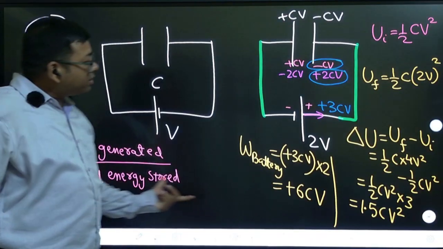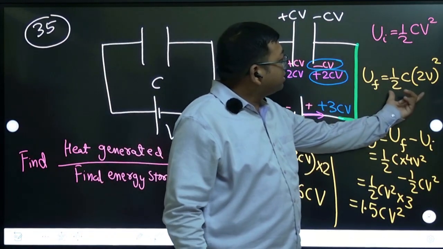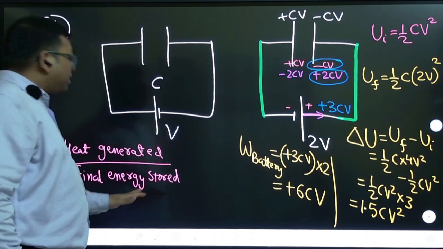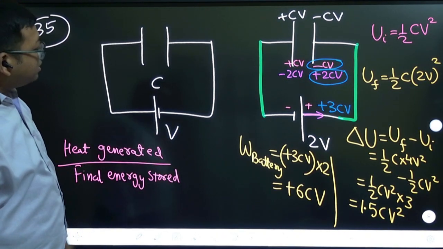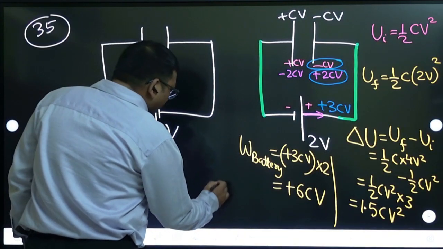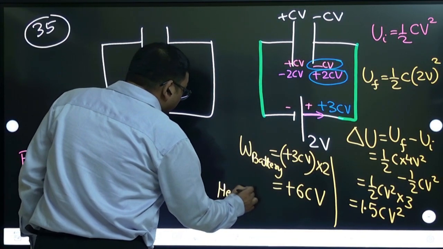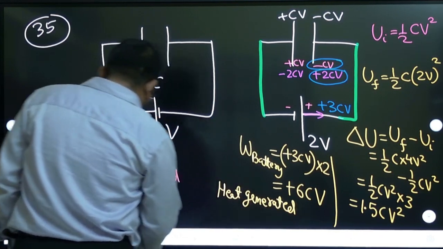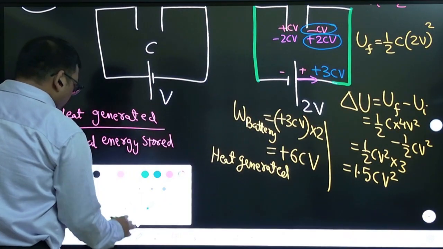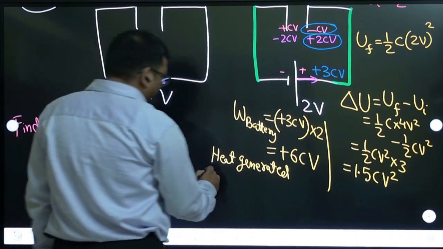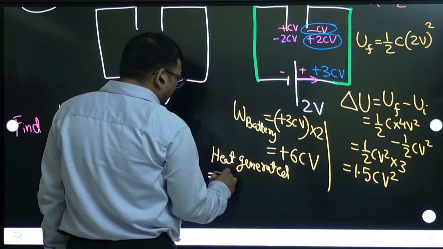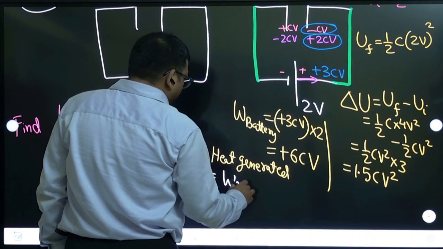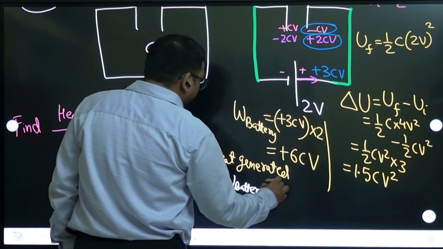Final energy we have already calculated here. Final energy is this one. So the denominator we can easily write. Numerator, heat generated, we have to calculate. So tell me, what is heat generated? Heat generated formula is work done by battery minus delta U.